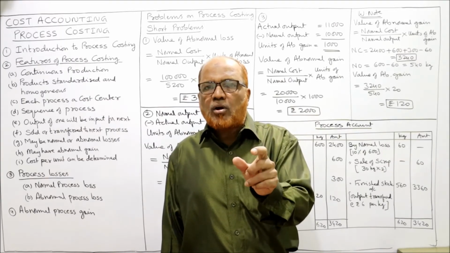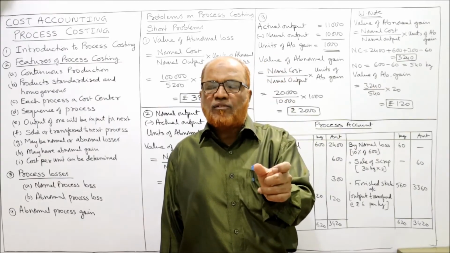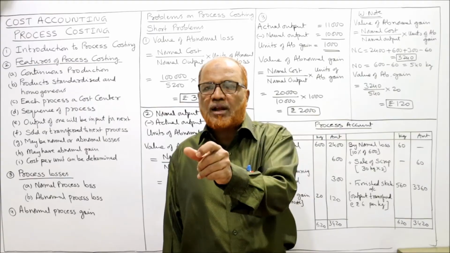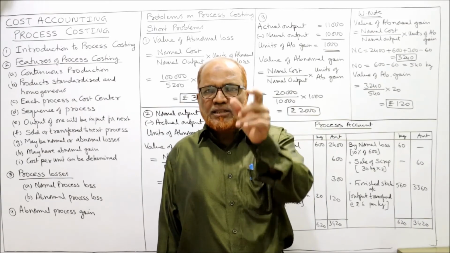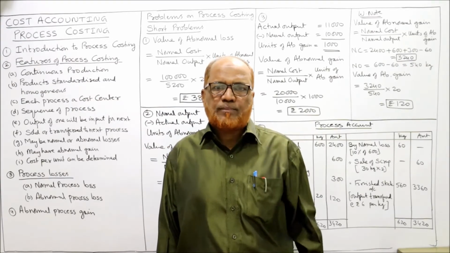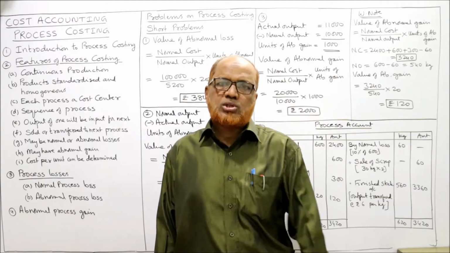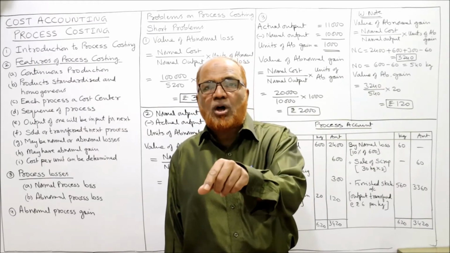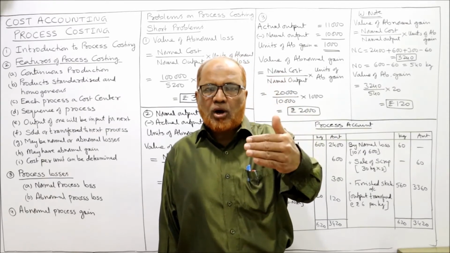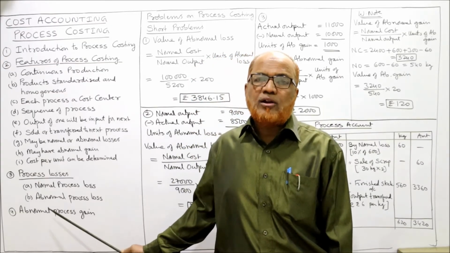How to calculate normal cost? Take the total of the debit side. Take the total of the debit side of process account minus incomes, अगर है कोई sale of scrap वगैरह है तो that will be deducted. Take the total of the debit side minus any amount on the credit side, you'll get normal cost. Similarly, normal output, the input minus normal loss. The input minus normal loss, you'll get normal output. So normal cost divided by normal output into units of abnormal loss. This will give you the value of abnormal loss.